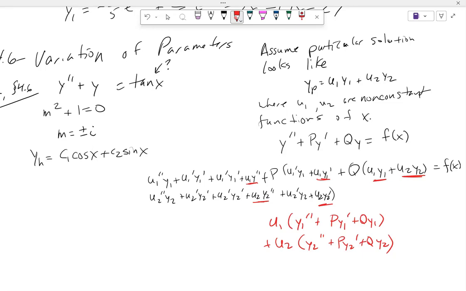Any thoughts on why I wrote that in red? They go away. Why do they go away? What are y1 and y2 assumed to be? Solutions to the homogeneous equation, right? That looks like I've plugged it into the homogeneous equation. So both of these pieces end up being 0. So this piece, this piece, this piece, this piece, this piece all go away. Notice in particular the q part goes away, doesn't it?